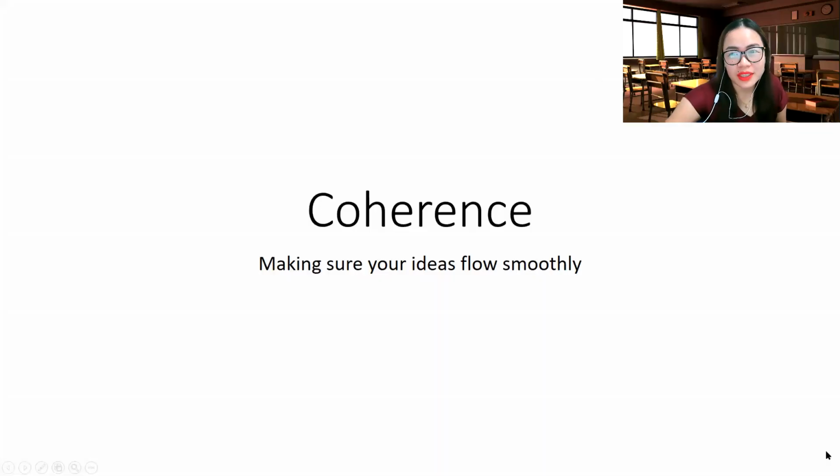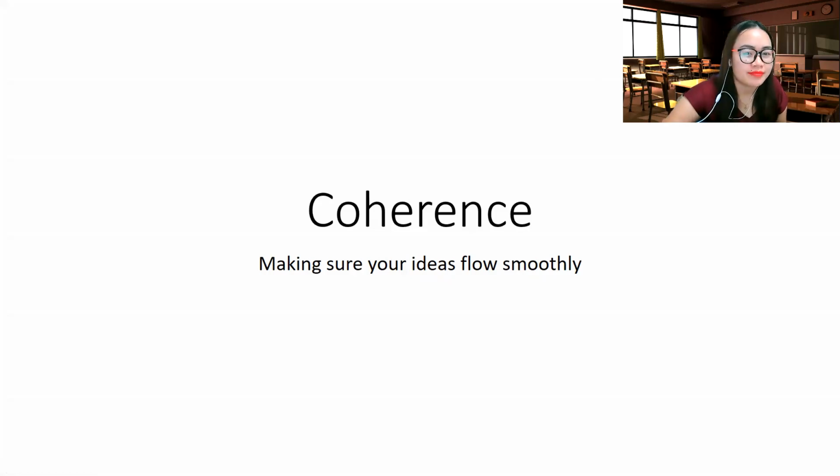Hi, welcome back to the second part of our lecture. Now we're going to focus on the coherence of your essay. All right, so let's look at the slide together. All right, so what is coherence? Coherence simply means making sure your ideas flow smoothly.